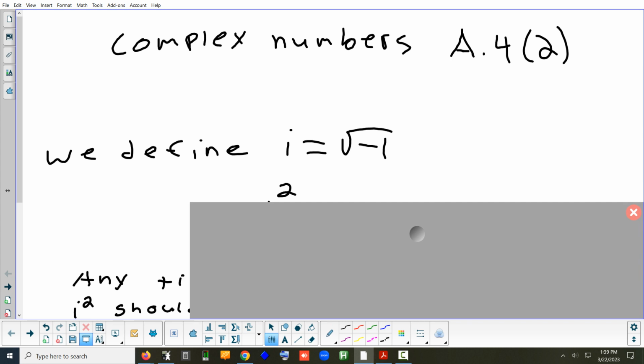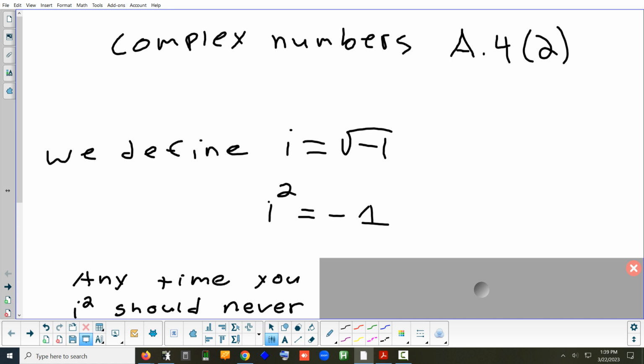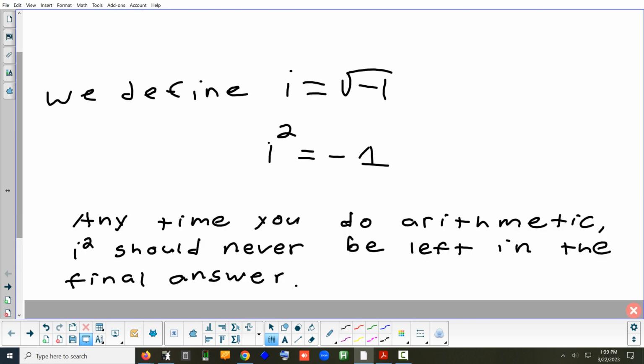So then, based on that, we were able to define what I squared is. Does anyone remember what we said for I squared? -1. And that's important, that I squared equals -1. Because if you leave I squared in your final answer, I can tell you right now it's wrong. Because you didn't simplify. So anytime that I squared comes up in a final answer, change it to a -1.